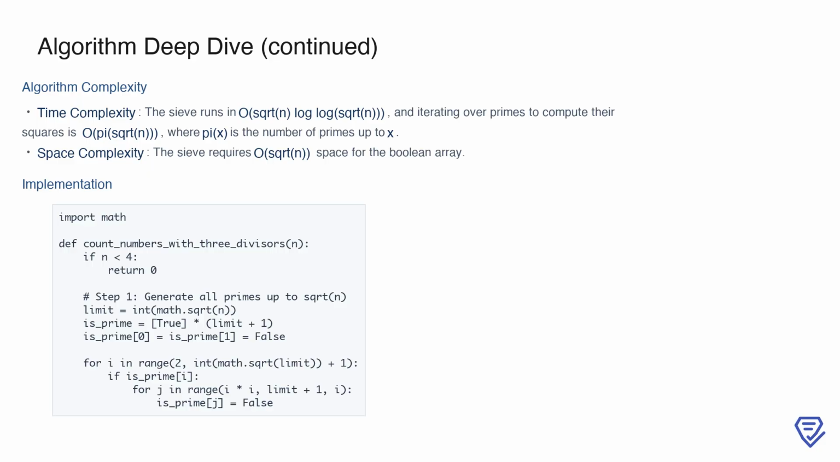Let's now take a closer look at the implementation. First, the algorithm checks if n is less than 4, immediately returning 0 if true. Then, it calculates the square root of n and initializes the sieve as a Boolean array. The sieve begins by marking 0 and 1 as non-prime and proceeds to mark multiples of each discovered prime as non-prime. This allows us to efficiently generate all primes up to the square root of n.